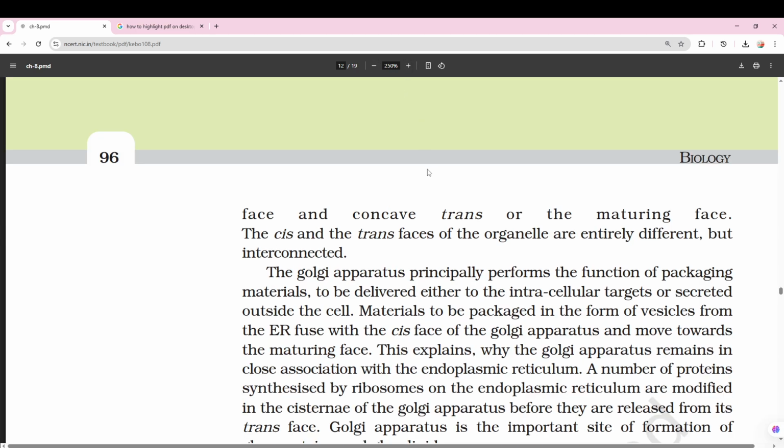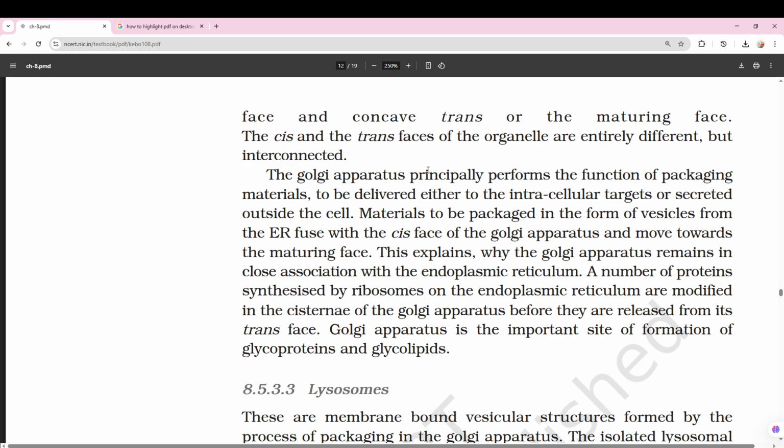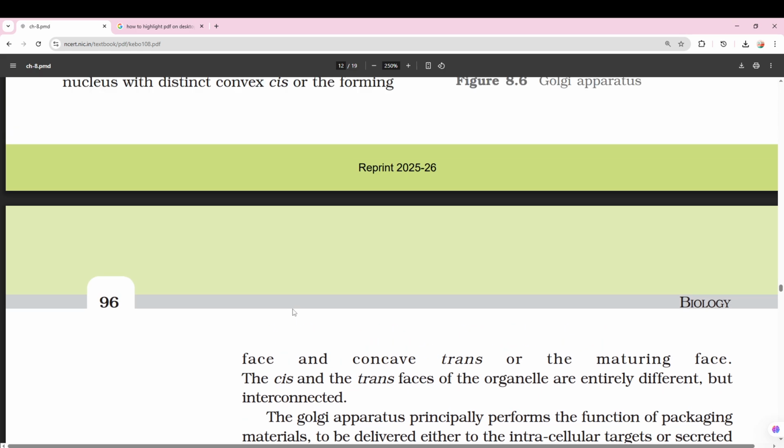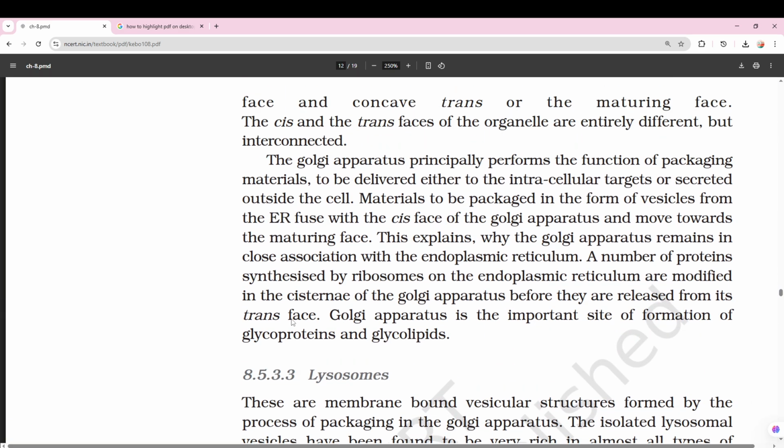The Golgi apparatus principally performs the function of packaging materials to be delivered either to the intracellular targets or secreted outside the cell. Materials to be packaged in the form of vesicles from the ER fuse with the cis phase of the Golgi apparatus and move towards the maturing phase. And the maturing phase is concave or trans. And what do you call cis phase? Cis phase is the forming phase.